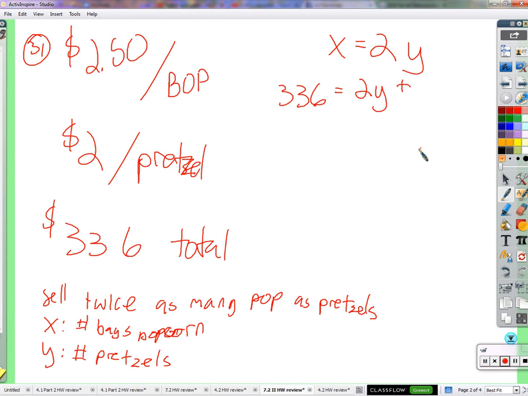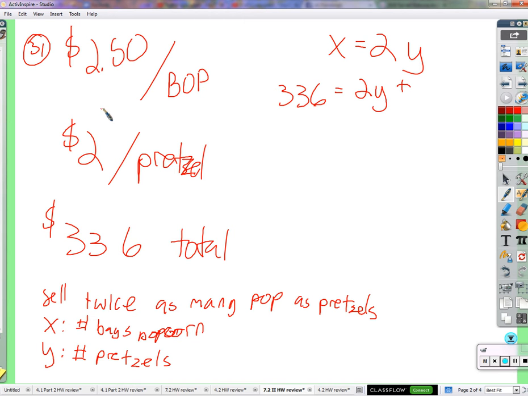Let's say we sell 2 bags of popcorn. If 2 bags of popcorn were sold, then how much money did they make off of those 2 bags of popcorn? $4. Look at the bags of popcorn. How much does a bag of popcorn cost? $2.50. And if you sold 2 bags, that's $2.50 and another $2.50, that's $5.